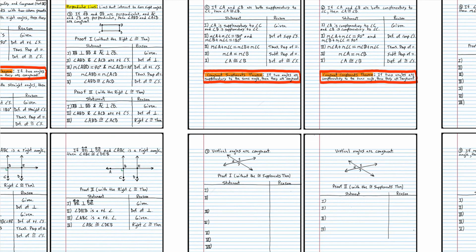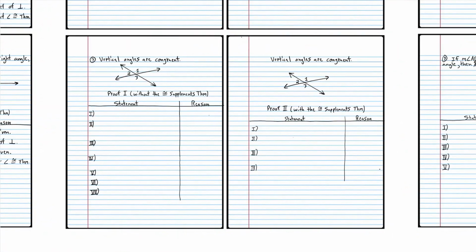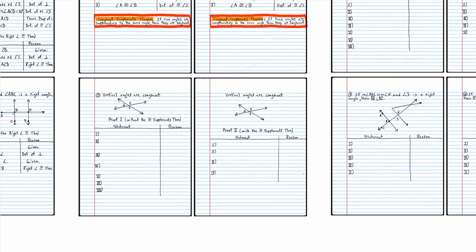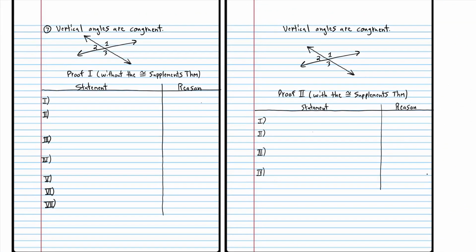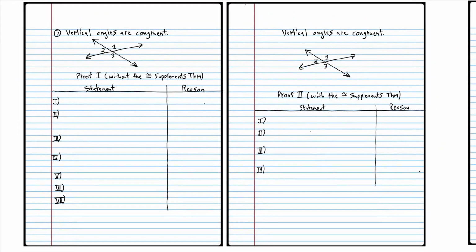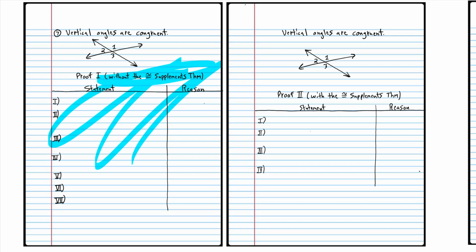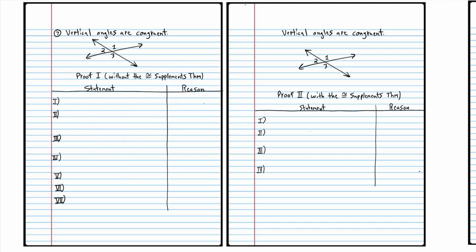All right, so now that we've learned the Congruent Supplements Theorem and the Congruent Complements Theorem, we're going to use those theorems in some problems. Now, I'm going to do number 7 for you, and then you're going to do number 8 on your own. We're going to do a proof without the Congruent Supplements Theorem, and then we're going to do the same proof with the Congruent Supplements Theorem.